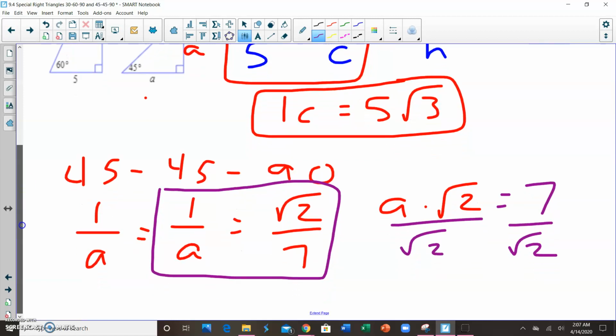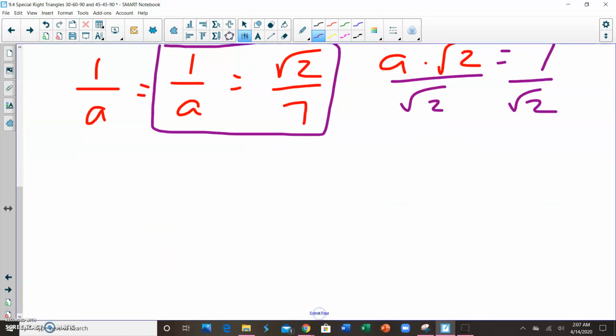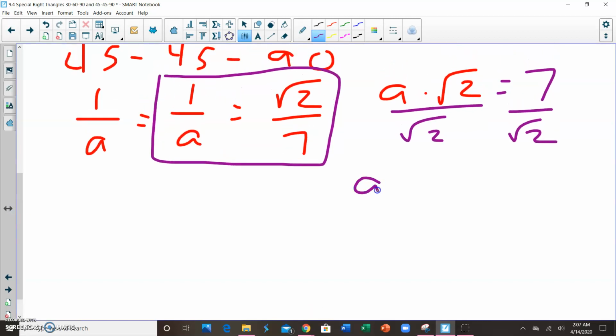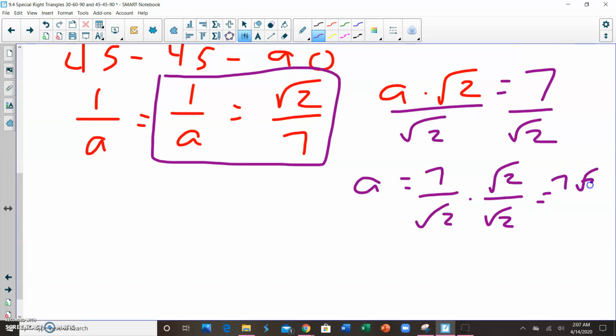Well, now I'm not in simplified radical form. So A is equal to 7 divided by the square root of 2. I'm going to multiply both sides by the square root of 2. So that would be 7 square root of 2 divided by the square root of 4. Square root of 4 is 2, so my final answer is 7 square root of 2 divided by 2.